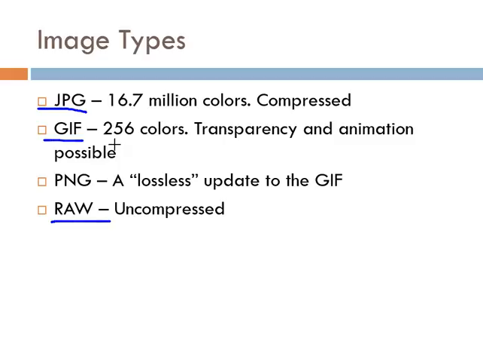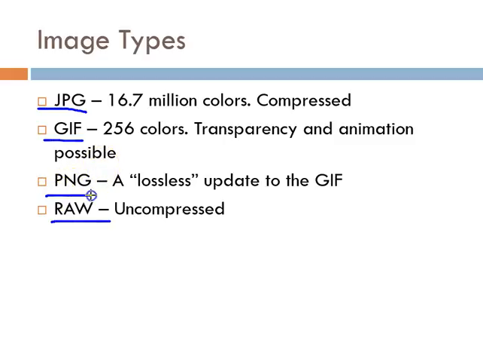GIF or GIF files typically have 256 colors. And if you take a photograph, save it as a GIF file, and put it on a website, it doesn't look bad. 256 colors turns out to be plenty for most people to be able to see an image. One advantage that a GIF file has is that it can be transparent and it can be animated. You've seen this with animated GIFs that show up in lots of different places.